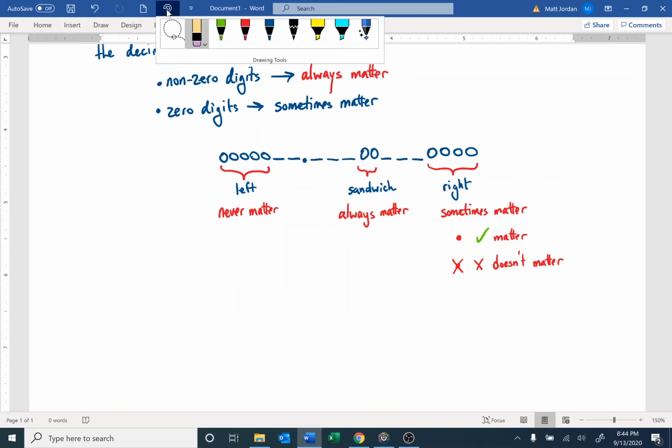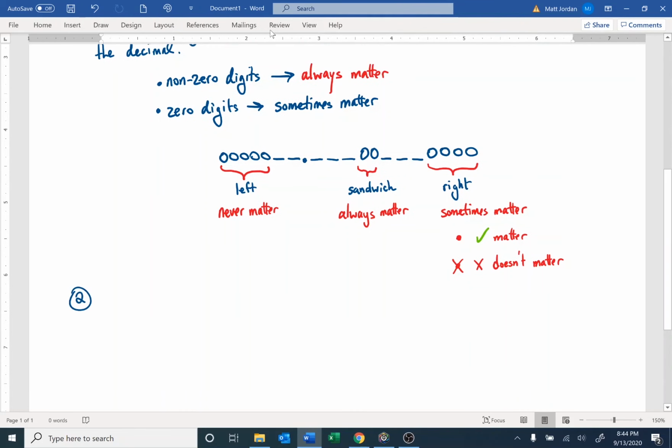All right, step 2 is very easy. You just write times 10. And then the last step in turning a normal notation number into a scientific notation number is you need to determine the sign and the value for the exponent of the times 10.